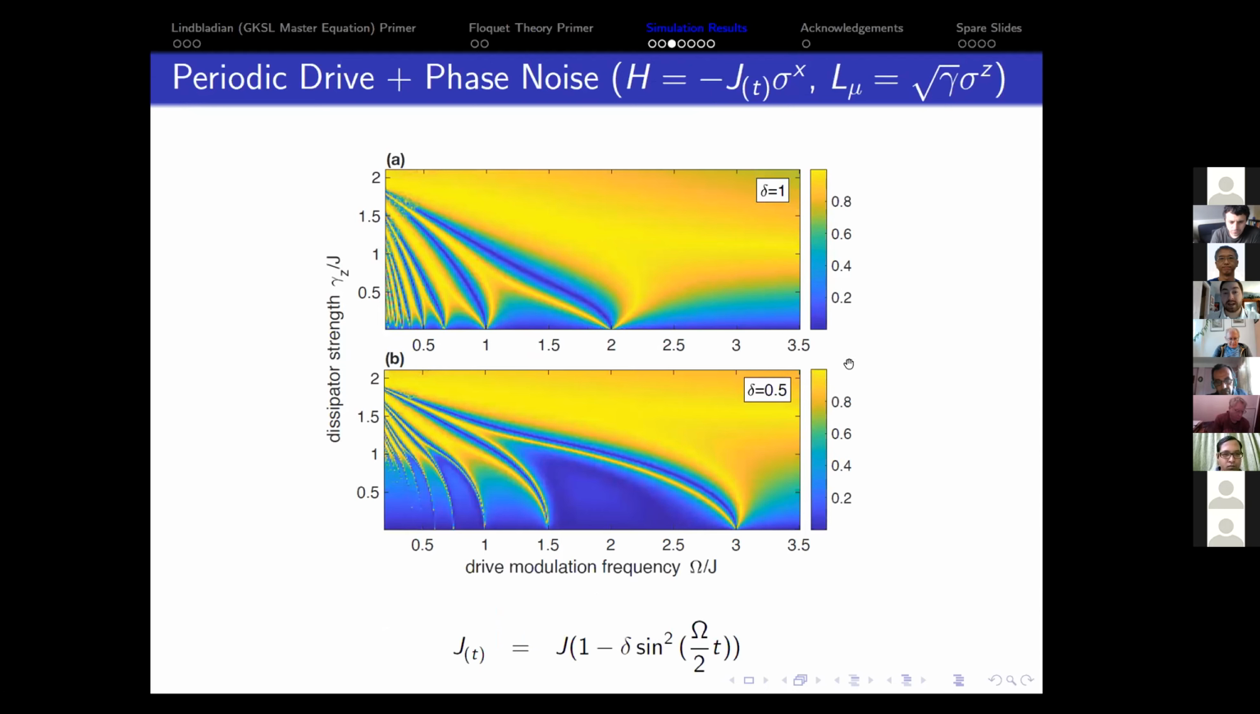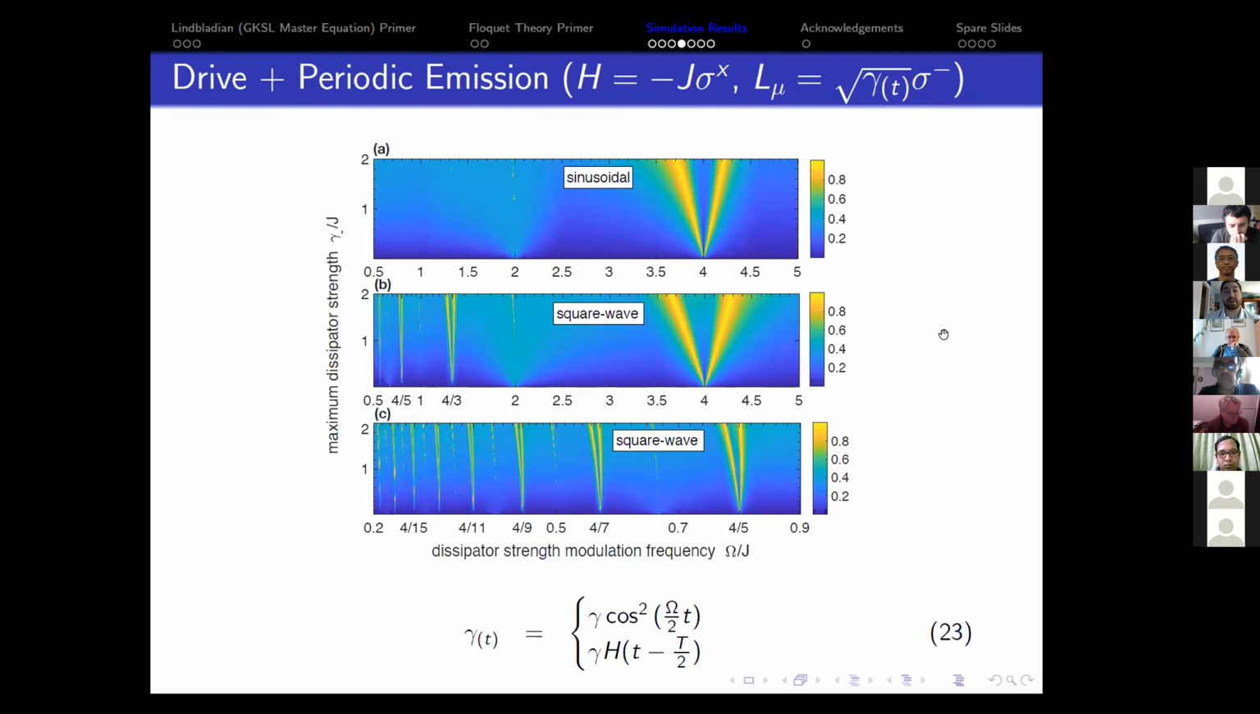Now the second phase diagram has the same exact sinusoidal drive. However, I've now changed the dissipator so that it is a phase noise dissipator. And the major thing that we see here that's different from the previous diagram is we have these regions where the orthogonality of the eigendensities is maintained. So all of the inner products along this dark blue line are going to be 0.